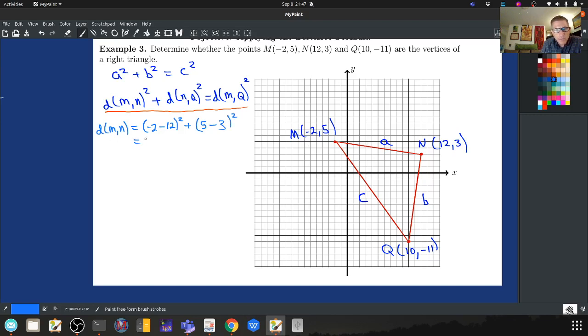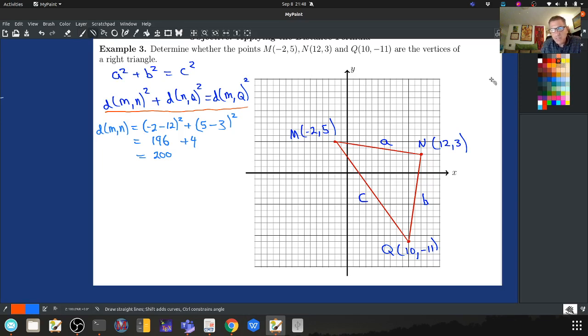So that's equal to minus 2 minus 12, which is minus 14, and 14 squared is 196. I don't care if you use a calculator to find out what 14 squared is. And this you can surely do in your head: 5 minus 3 is 2, and 2 squared is 4. So the distance between M and N squared is, how nice, 200. So we've taken note of that.